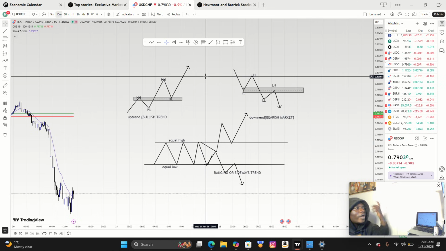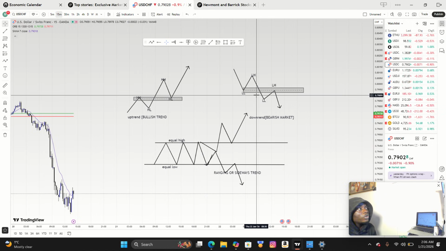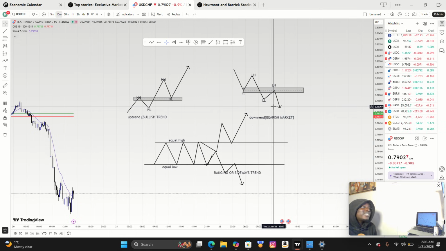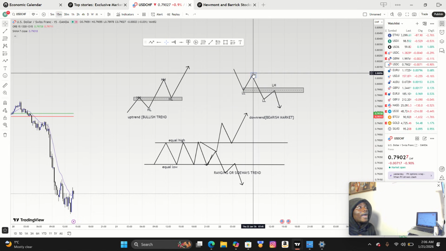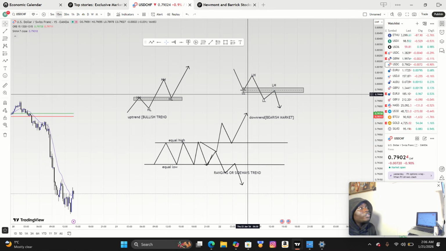Let me just give you a simple thing for you to understand. Whether in an uptrend or a downtrend, always wait for a breakout. After waiting for a breakout, wait for a pullback to that support or resistance level, and then execute your trade. That will give you a very good risk to reward for you to get in and out of the trade. Are you understanding me?